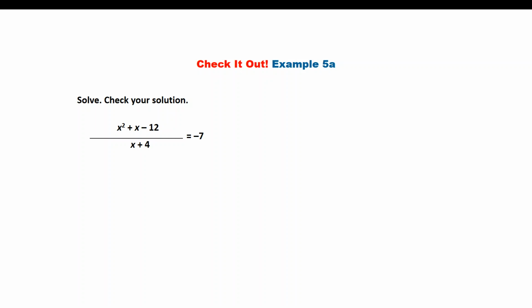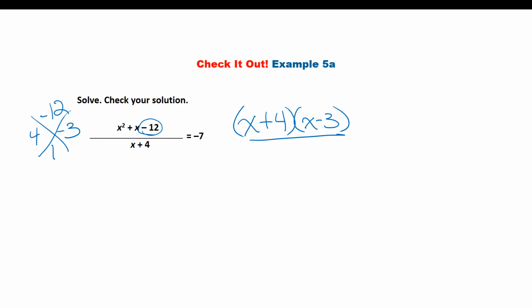All right, so once again, I hope you could see that all you needed to do is factor this first. So we're going to find two numbers that multiply together to get negative 12 and add together to get 1. I know that that is going to be 4 times negative 3. So I'm going to say x plus 4 times x minus 3, and all of that divided by x plus 4. So my x plus 4s cancel out. It leaves me with x minus 3 equals negative 7.